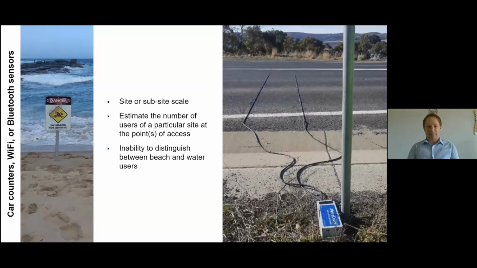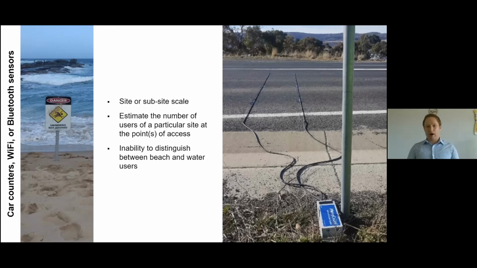Another approach that has been used in some cases are the likes of car counter technologies, Wi-Fi or Bluetooth sensors as well. These technologies typically target a site or sub-site scale, and they largely estimate the number of users of a particular site at the points of access.